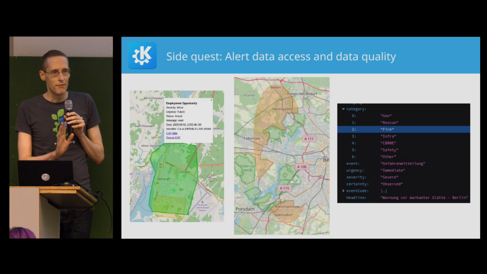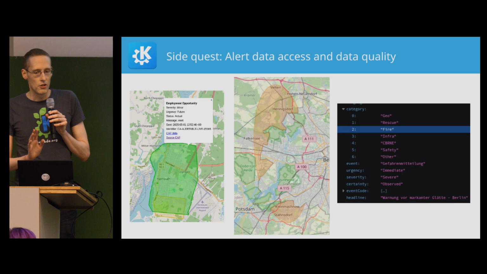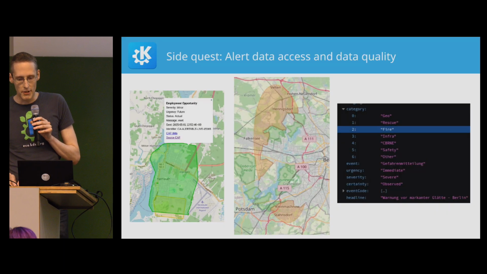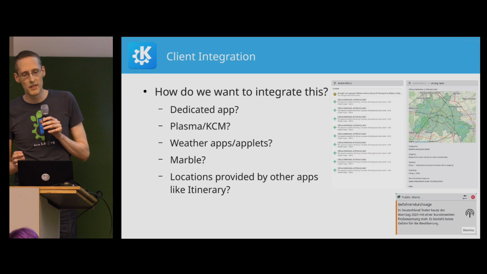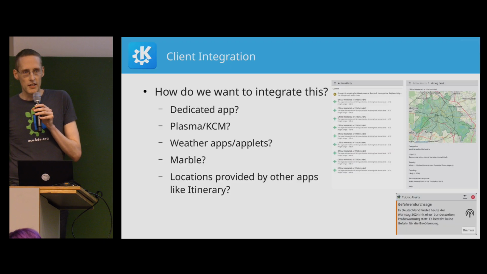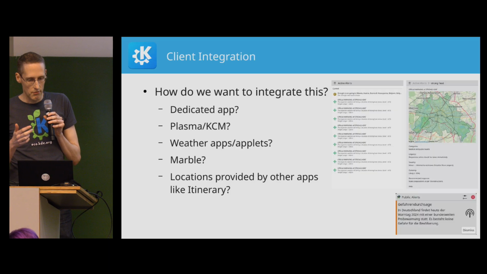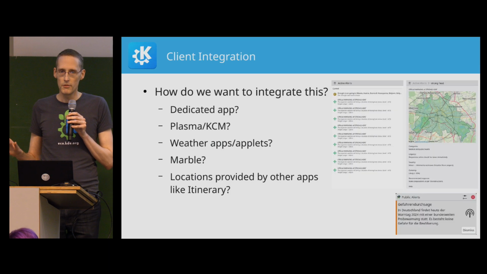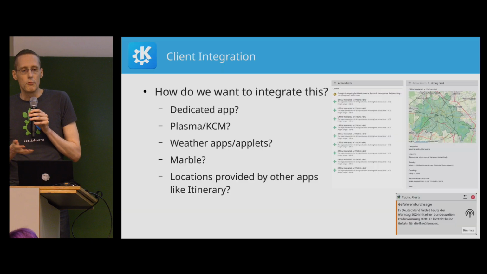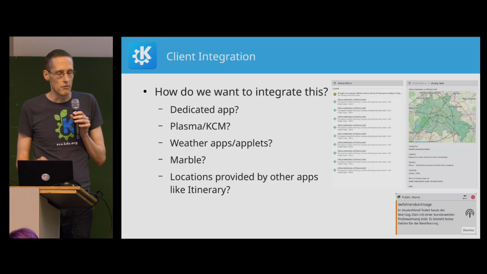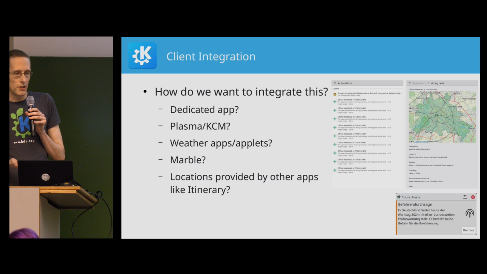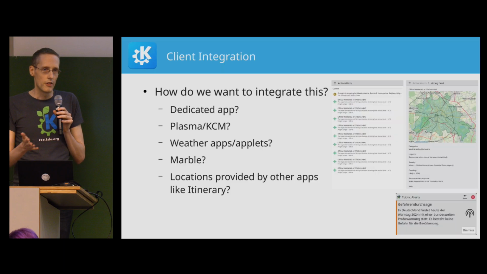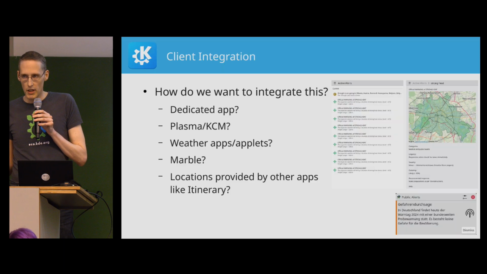I mean, all of this is stuff we can't really change here, but it's good to know to have the right expectations, right? So the thing that I actually want to talk with you about here is how do we integrate this on the client side now that we have the infrastructure. We have a dedicated app prototype that implements all of this. But I'm not sure if that is really the best way to ship this, right? We could think about deeper integration in Plasma itself. It also kind of overlaps in parts with the weather apps and weather applets.